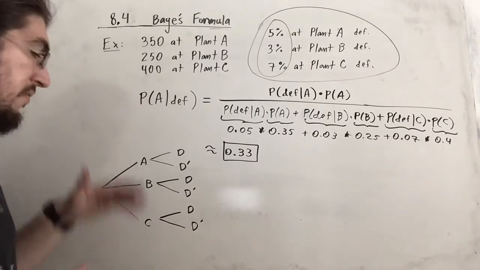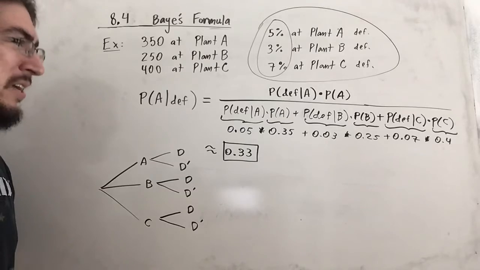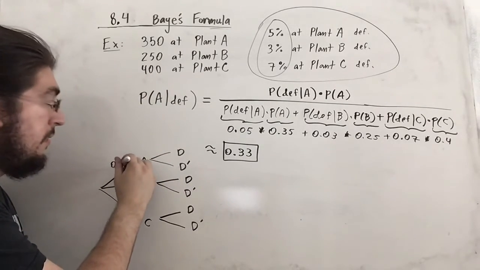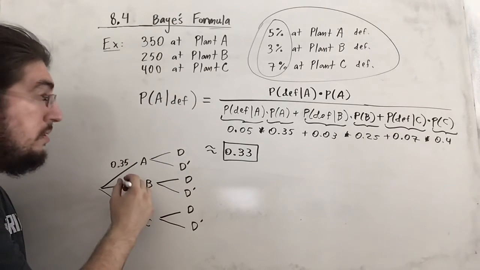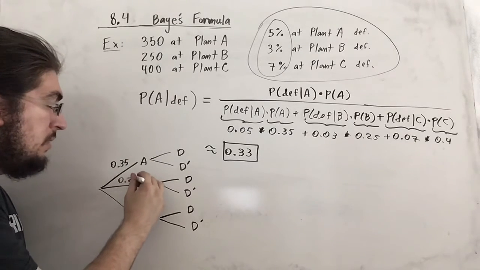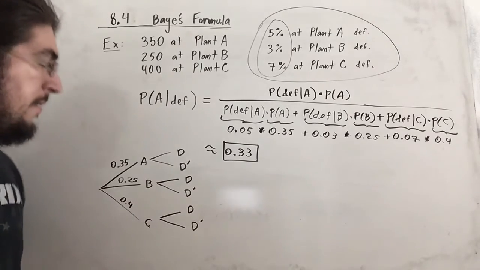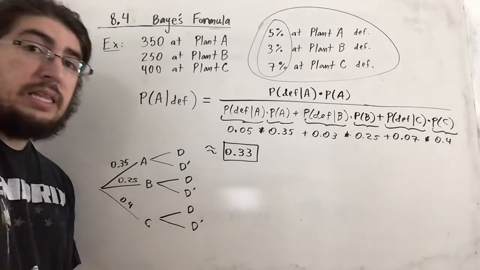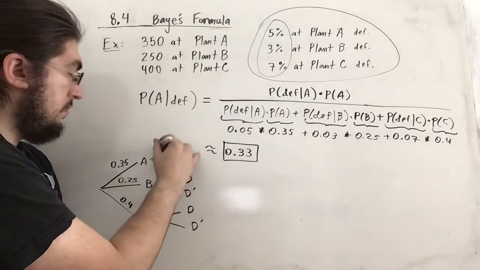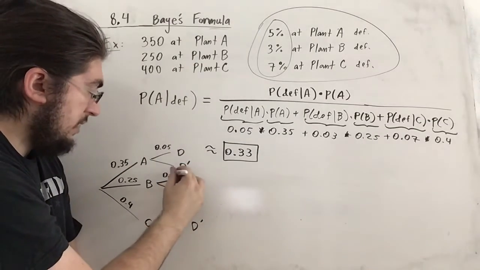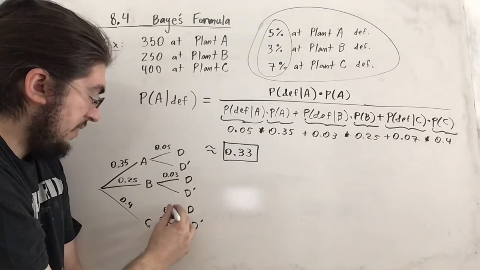So first we need to find these probabilities, of course, and we kind of already did here. So the probability that it's an A is 0.35. Probability that a refrigerator is produced in plant B is 0.25, and for C it's just 0.4. Just like that. Now the probability that they're defective are just those percentages there as decimals. So 0.05, 0.03, and 0.07.